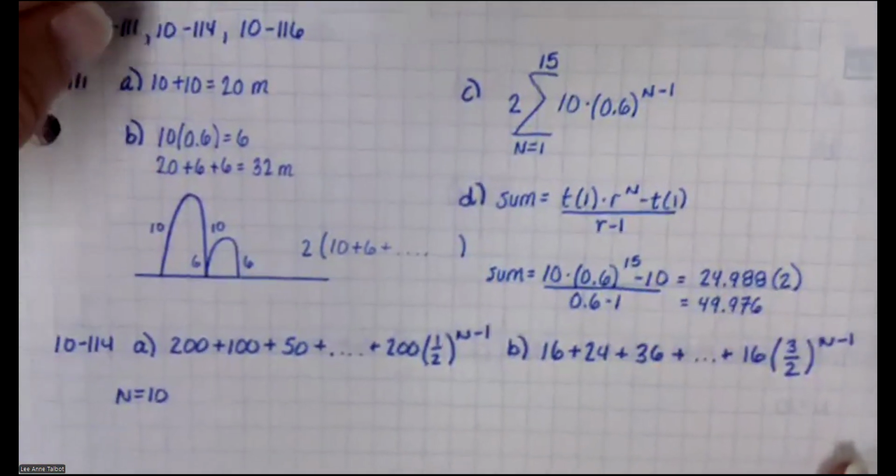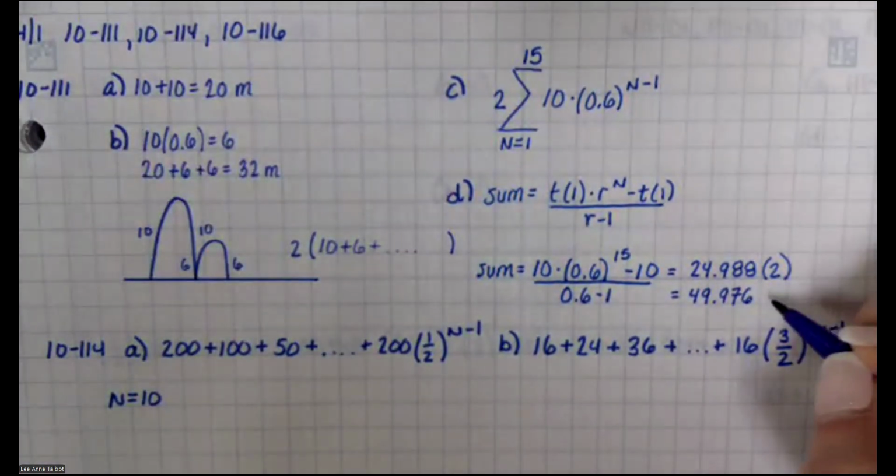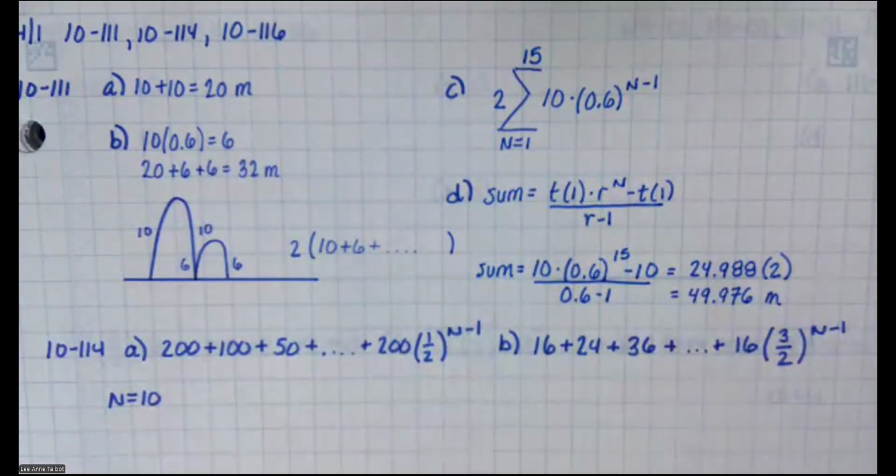So if we let it bounce 15 times, it would go a total distance of 49.976 meters. Okay, remember yesterday how I said that one problem we did, which I believe was E, the answer was 9.998, and I said it was dangerous if it goes to 10, and I was gonna come back to that today. Okay, this one is dangerously close to what? 25.